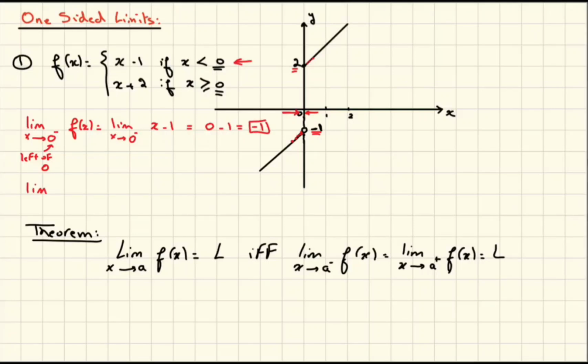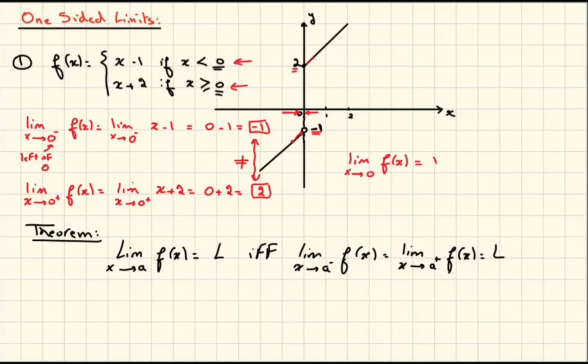And then I check the other one, limit as x approaches 0 plus of the function f of x. It's going to be the limit as x approaches 0 plus, which means we're talking about the positive part, which is the second piece of the function, x plus 2. We replace 0, and our answer will be 2. Since these two limits are not equal, we say the limit as x approaches 0 only of the function f of x does not exist.